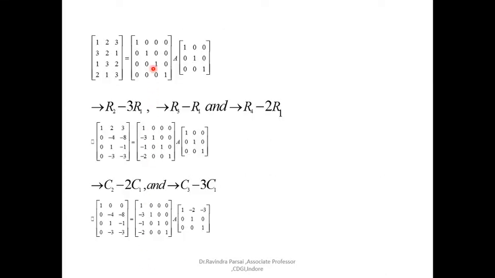That is, we write in mathematical symbols: the matrix 1 2 3, 3 2 1, 1 3 2, 2 1 3 equals the 4 by 4 unit matrix, times the given matrix, times I3, which is the 3 by 3 unit matrix. Now our objective is to reduce this left side matrix into normal form.